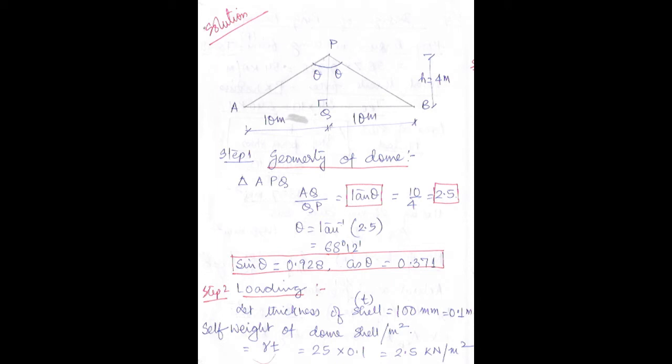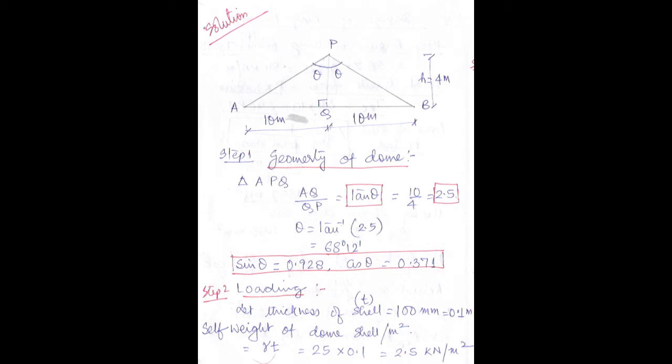Now step number 2. In step number 2, we have to consider the loading. What I told you earlier is that let us assume a thickness of the shell as 100 millimeter. So 100 millimeter means 0.1 meter. You have to divide it by 1000, so you will get 0.1 meter.